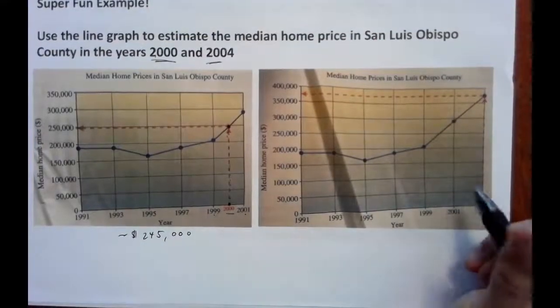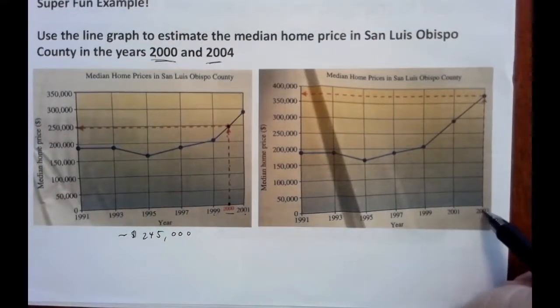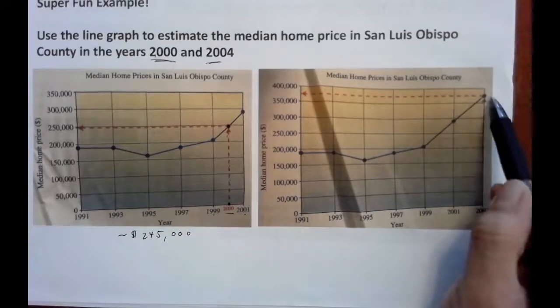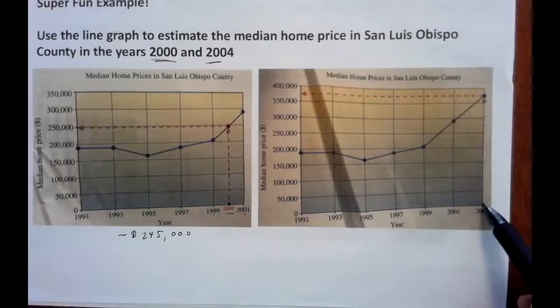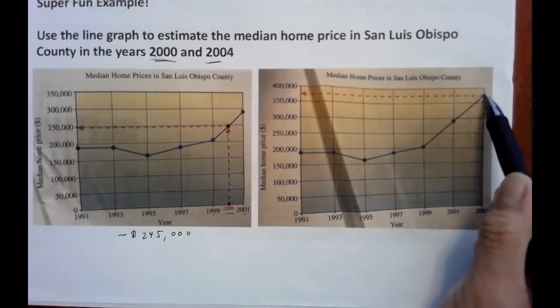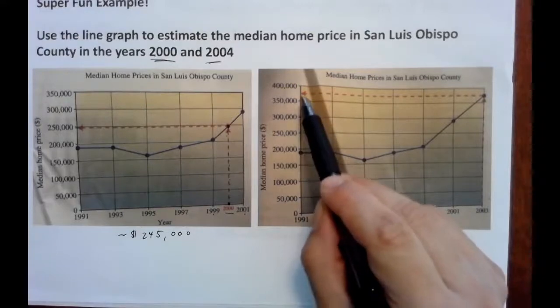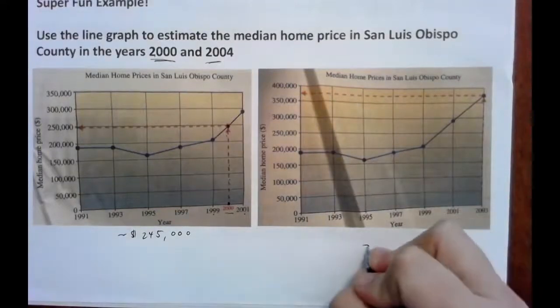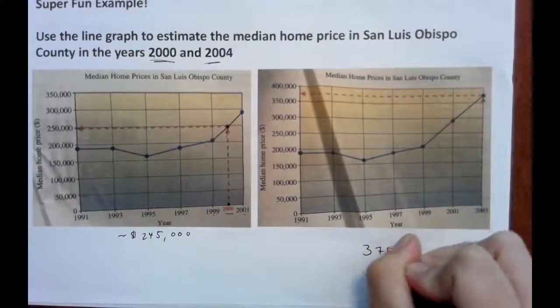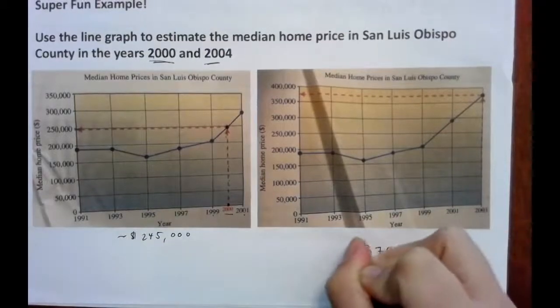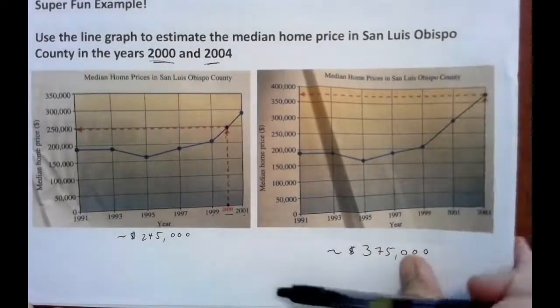Okay. And now for 2004, it's a little bit beyond the line, so we would have to just say, right past 2003, it would be approximately between 350,000 and 400,000, so that would be 375. Okay, approximately 375,000.